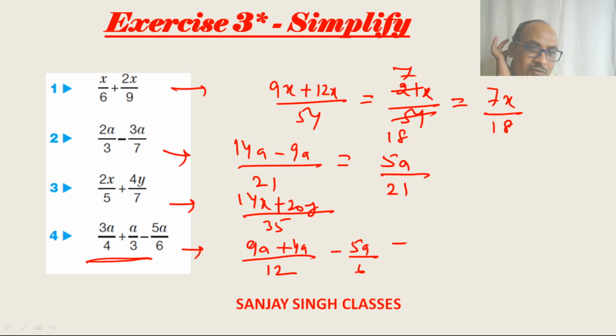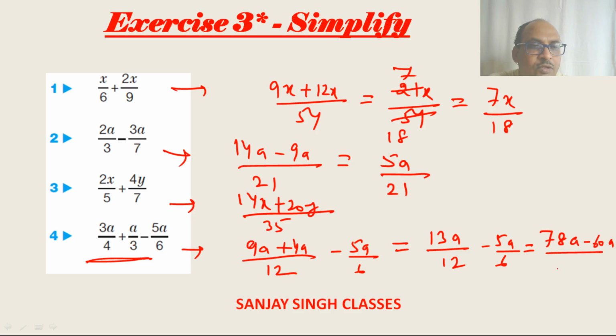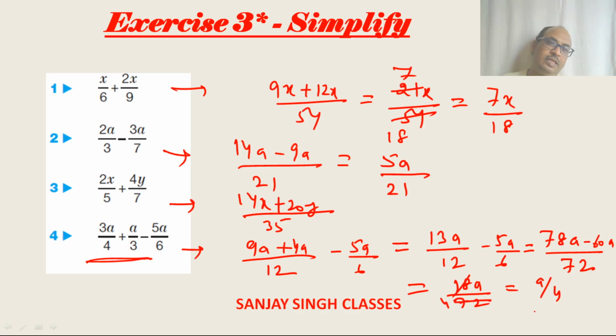as it is. So it will be giving me 13a by 12 minus 5a by 6. Now again I will go for the cross multiplication method. So 13 into 6, it will be giving 78. Okay, 78a minus 12 fives, 60. So 60a divided by 12 into 6, 72. So 78 minus 60 is giving 18a by 72. Okay, and 18 fours are 72. So a by 4. So the answer will be a by 4.